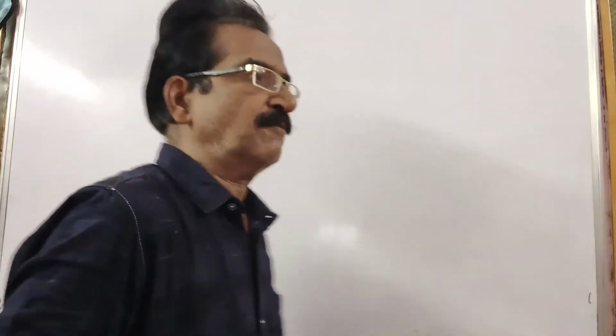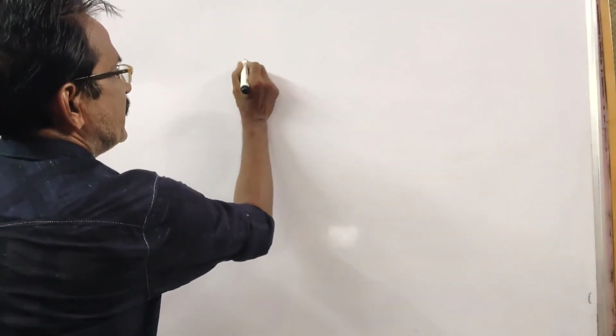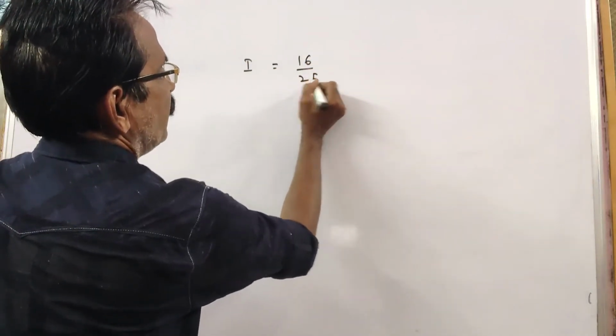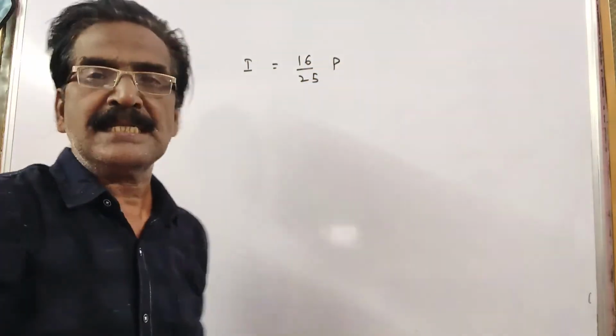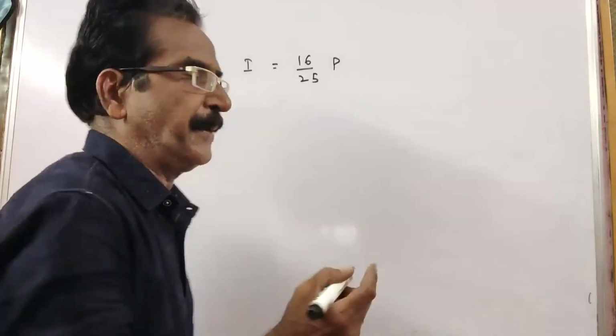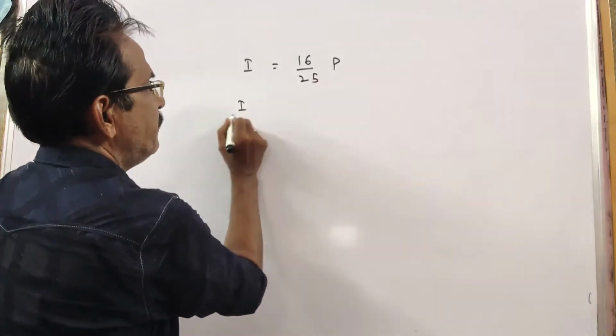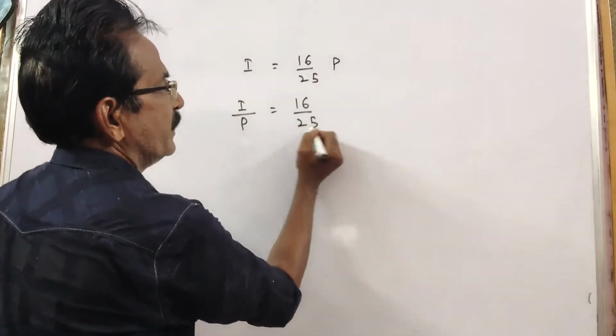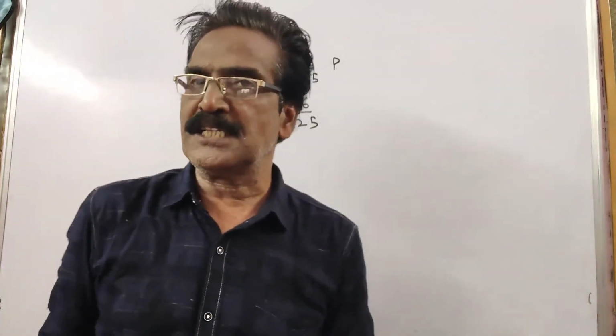Simple interest on a certain sum is 16 by 25 of the sum. Sum means the principal. So I is equal to 16 by 25 of P. It implies I by P is equal to 16 by 25.